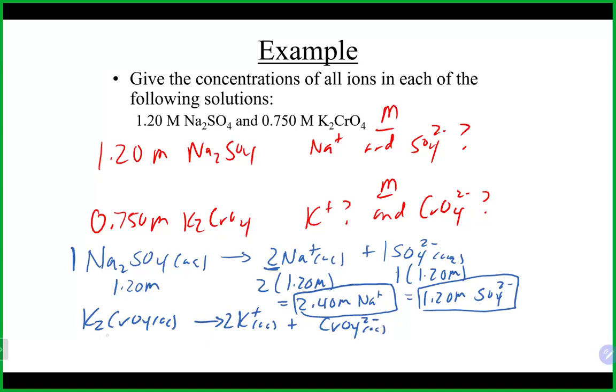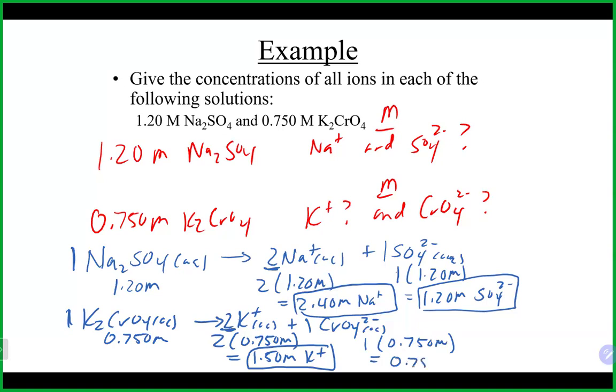Again, we're just using our stoichiometry approach here. We're going to multiply the first one by 2 because it's a 1:2 relationship. So 2 times the concentration of the whole thing will get us 1.5 molar potassium ions in this case. And it is a 1:1 relationship for the second one, which means we just multiply it by 1, or really just keep it the same, which means 0.75 molar of our chromate.